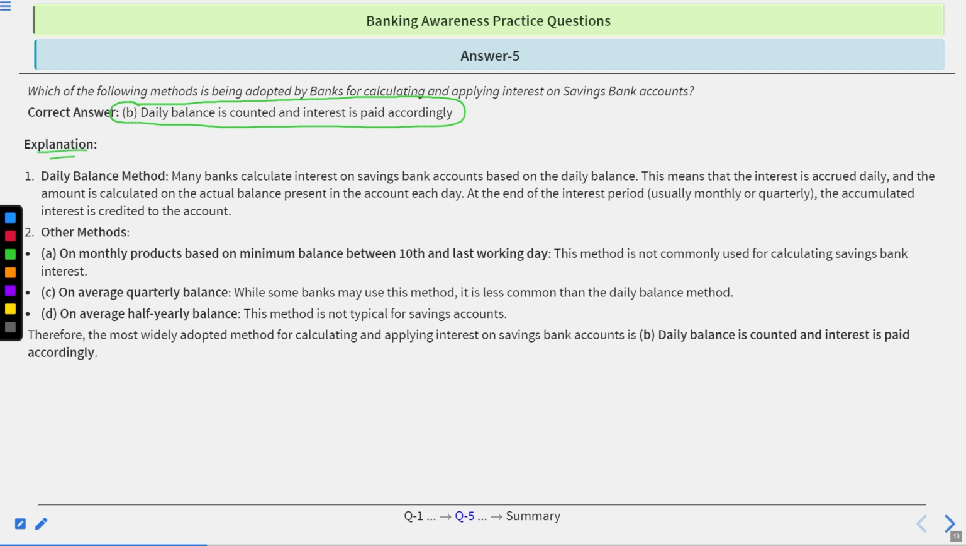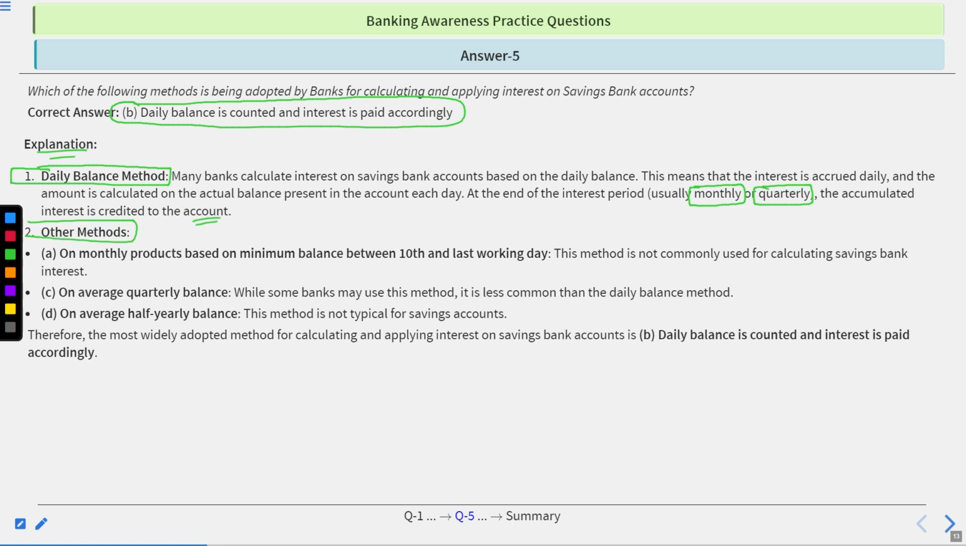Explanation: daily balance method. Many banks calculate interest on savings bank accounts based on the daily balance. This means that the interest is accrued daily and the amount is calculated on the actual balance present in the account each day. At the end of the interest period, usually monthly or quarterly, the accumulated interest is credited to the account holder's account.